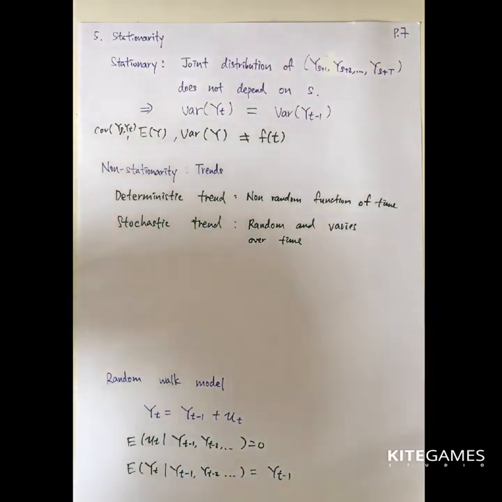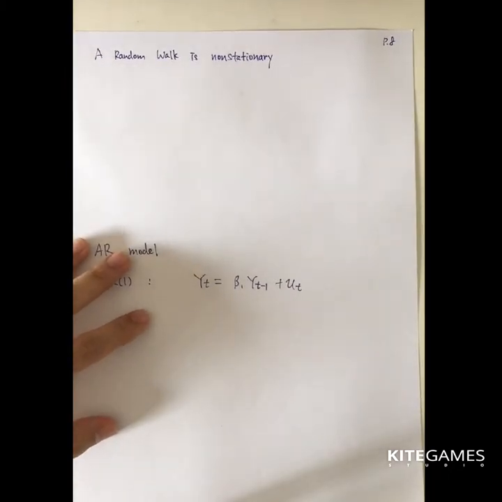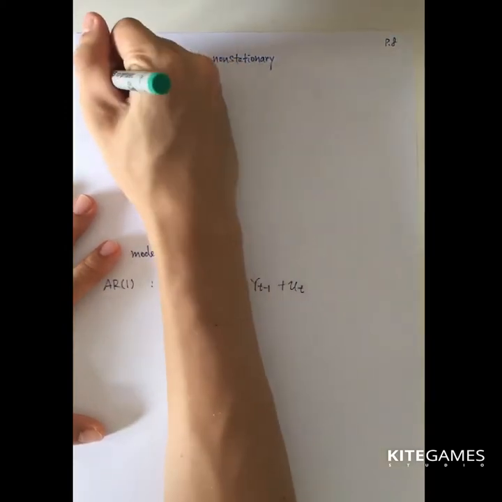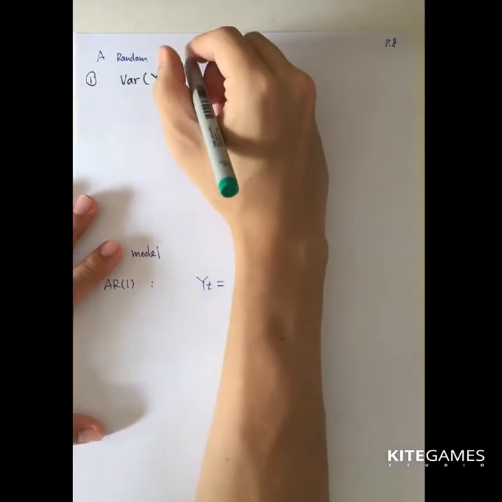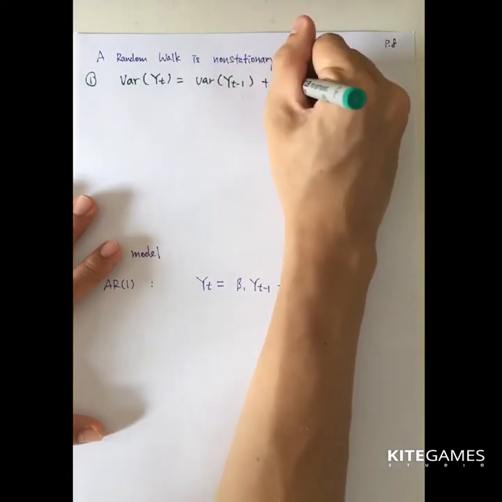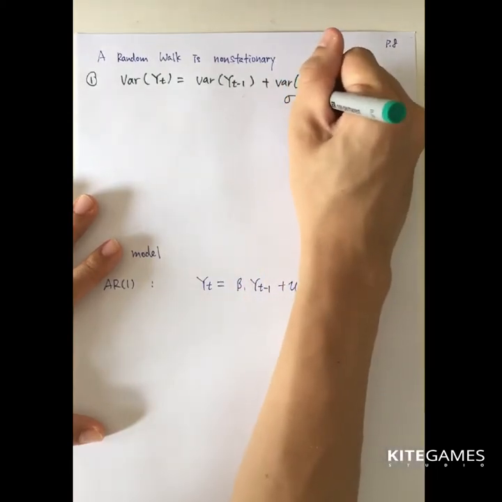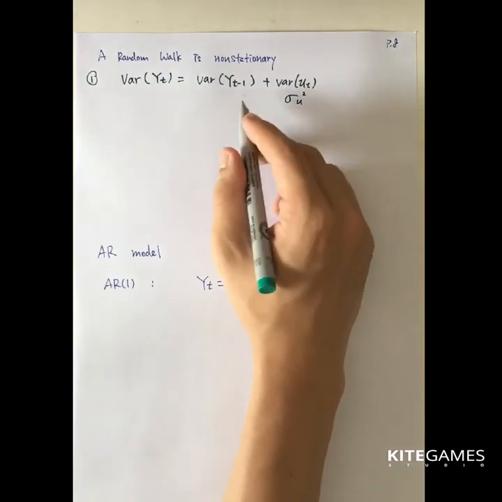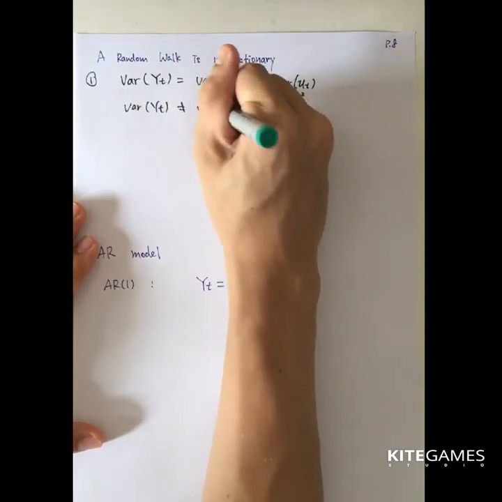Okay, so let's take a look. Actually, the random walk model is non-stationary. Why? We can prove it in two ways. First, based on the model, we know that the variance of yt is the variance of y_{t-1} plus the variance of ut. And this is some sort of constant. So unless this is equal to 0, otherwise the variance of yt will not equal the variance of y_{t-1}.